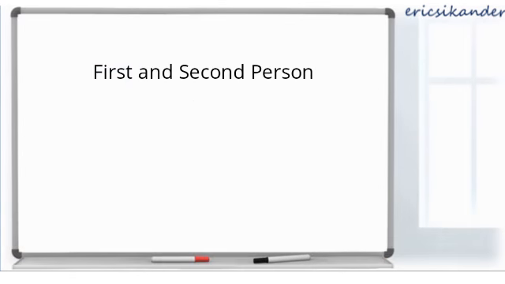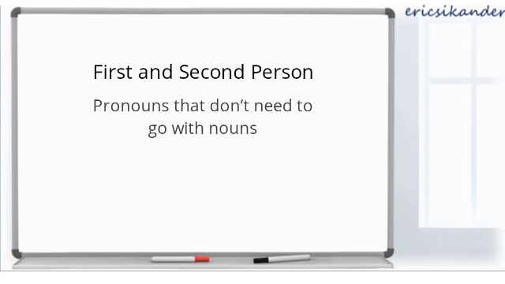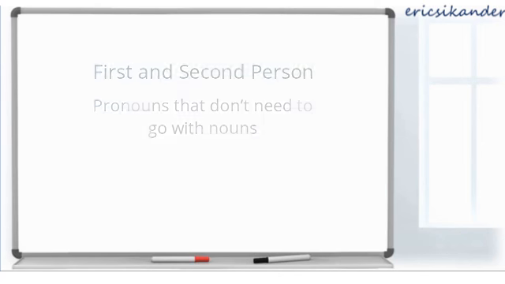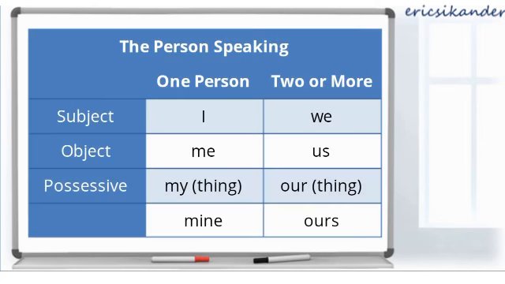Let's talk about two kinds of pronouns that don't need to go with nouns. You know what they mean. Why? Well, they're first person or second person. The first person is the person speaking or writing. When I talk to you, I'm the first person. That's why I is a first person pronoun.